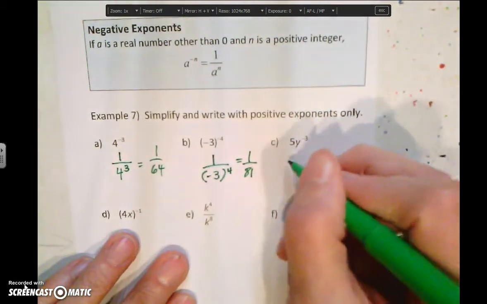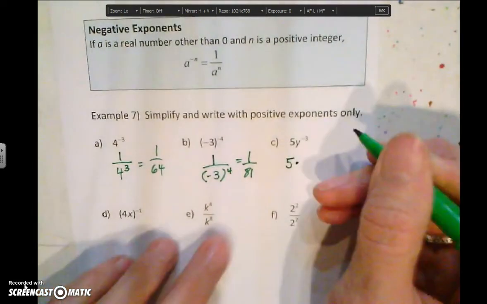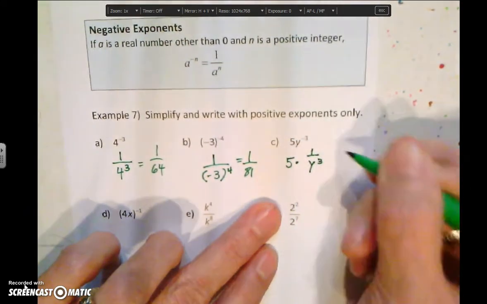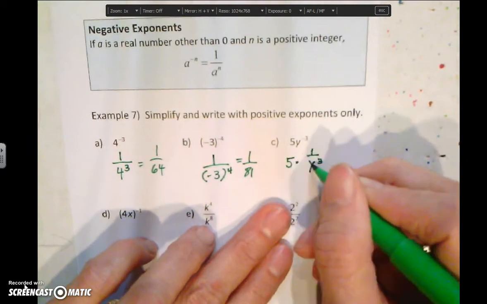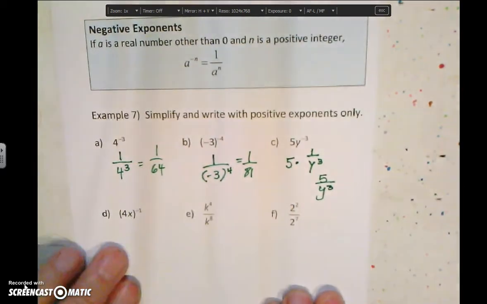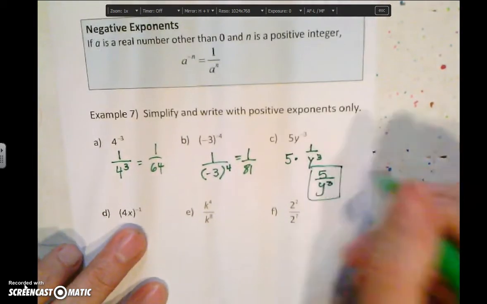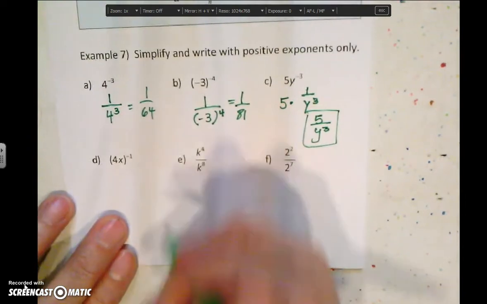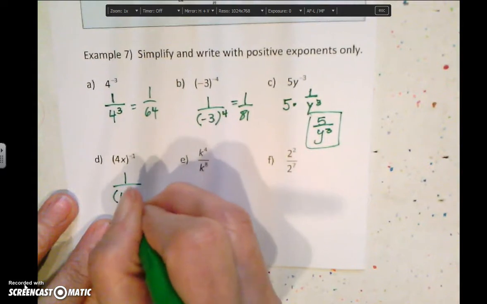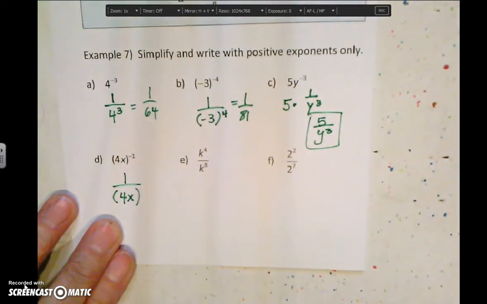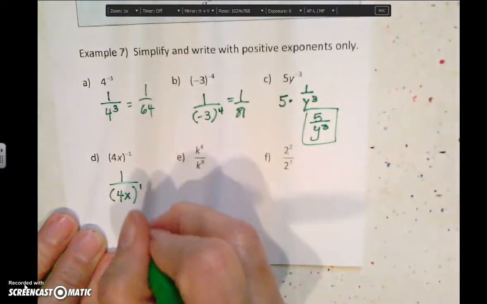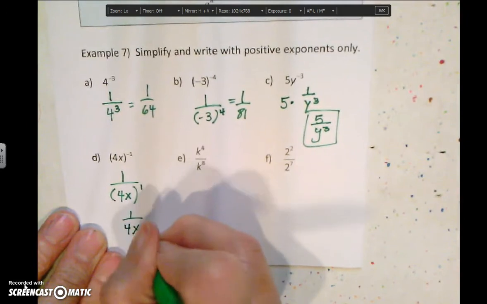C, again, the base on this one is just the y, and it's the y that's raised to the -3. So it's going to be 5 times, and then y to the -3, I'm going to drop that base of y and make it be a positive 3. So when I simplify that and multiply this out, it is 5 over y to the third for my final answer. D, I have a 4x raised to the -1. So again, the base is the entire parentheses. So the entire parentheses is going to drop, and it's going to be to the 1 power. And of course, I would simplify that to 1 over 4x.